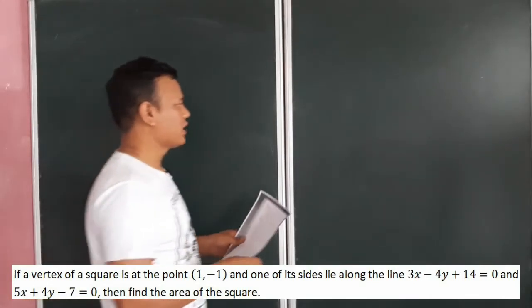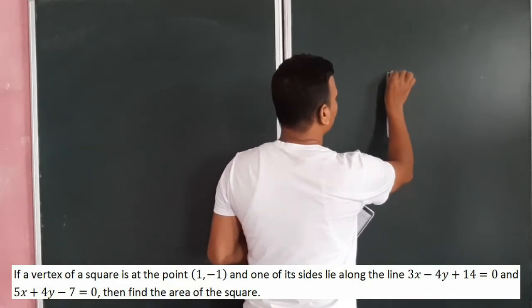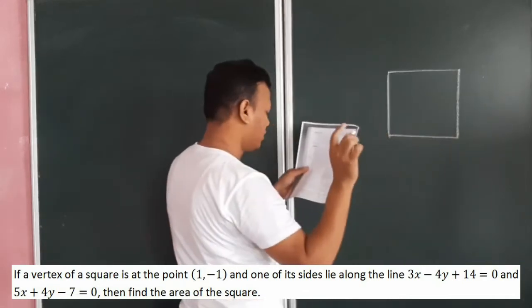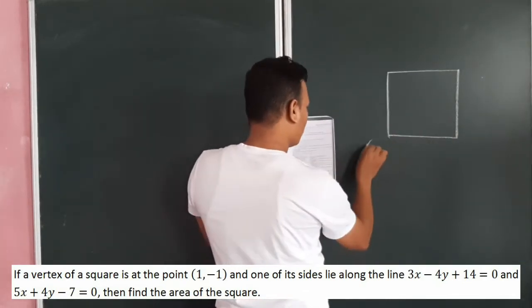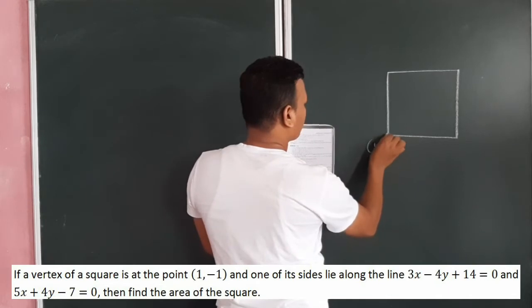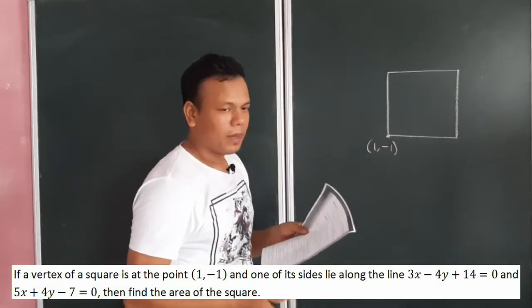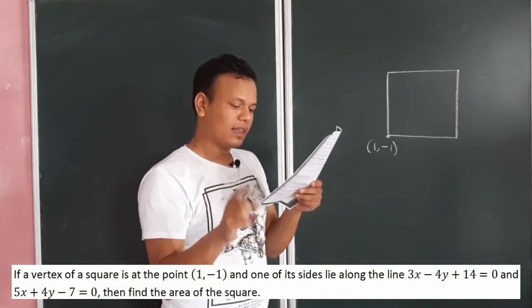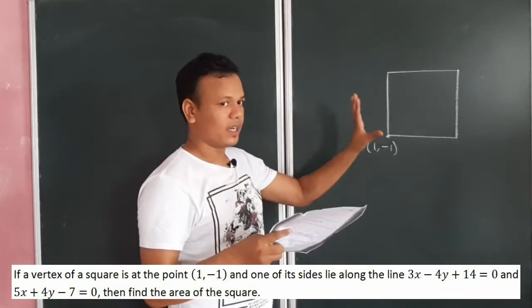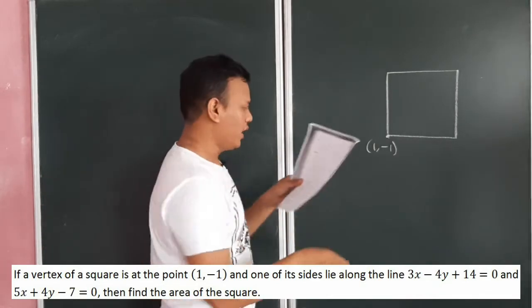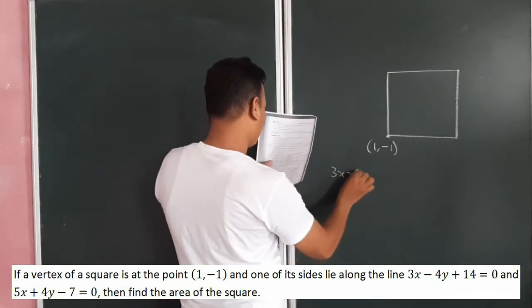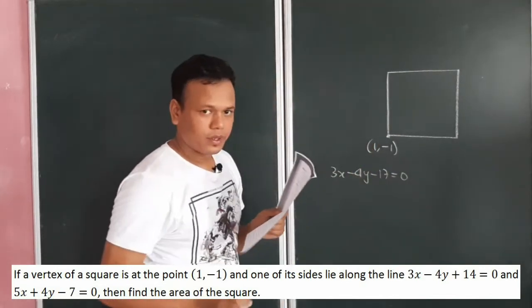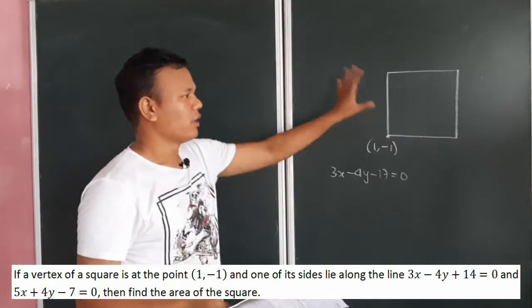Okay, so basically there is a square given to you. One of the vertices is given to you, and let me take that vertex to be (1, -1). So one of the vertices is given to be (1, -1), and it is given that one of its sides lies along 3x minus 4y minus 17 equals 0. Okay, so you need to find the area of this particular square.